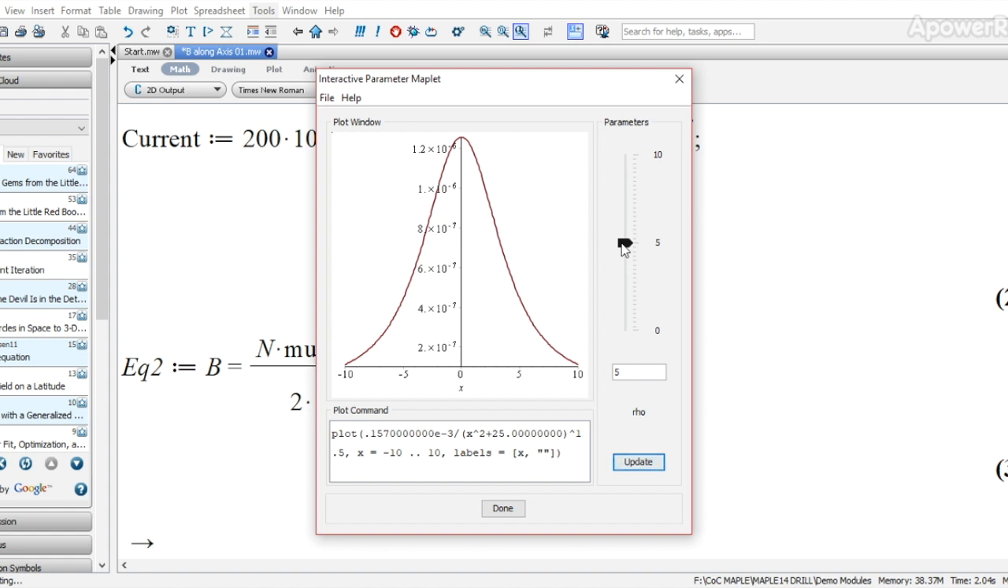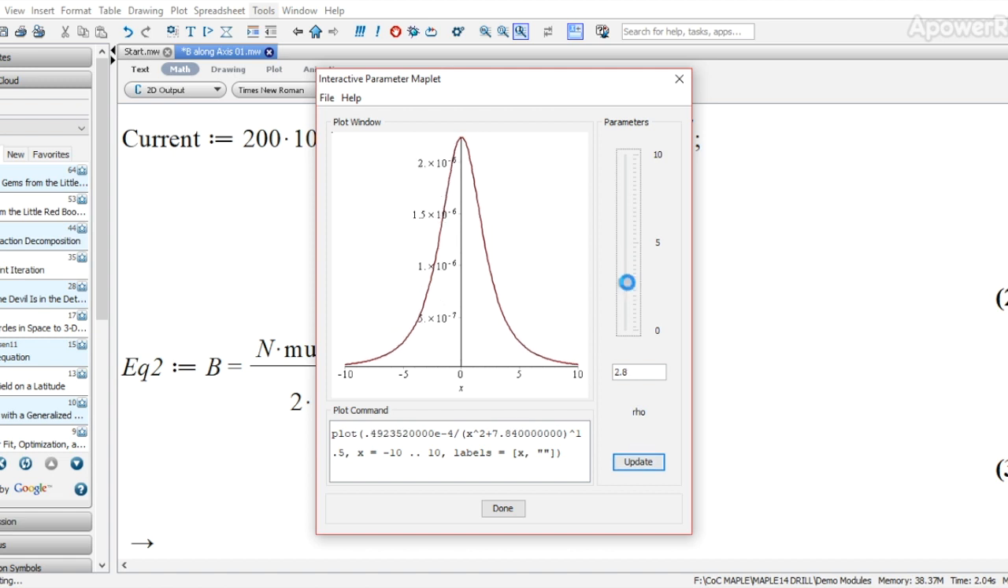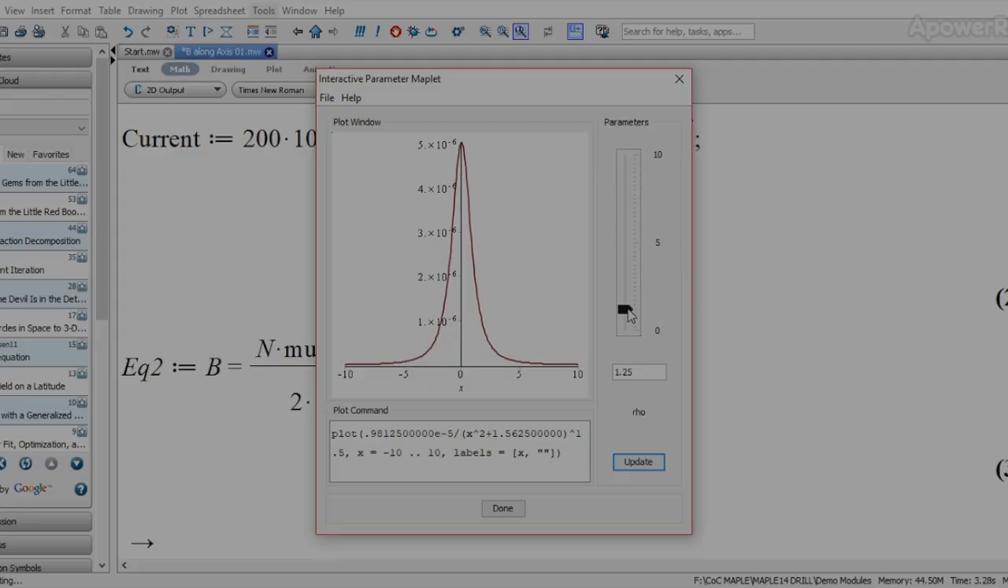Now as one goes beyond 10 meters distance, the magnetic field diminishes to almost 0. If you change the value of the radius of the coil, I mean as we are decreasing the radius of the coil, the magnetic field vanishes quite rapidly as one goes away from the center of the coil.